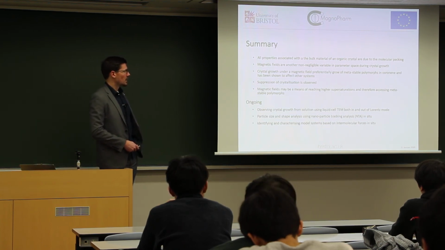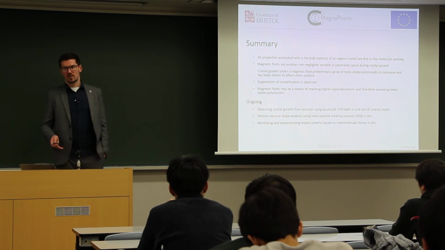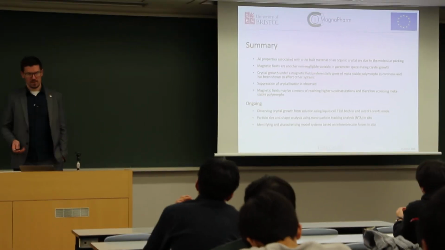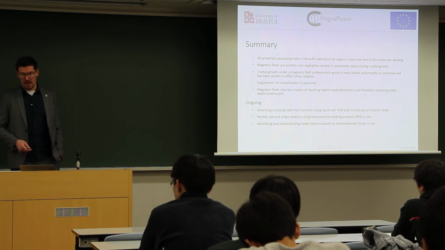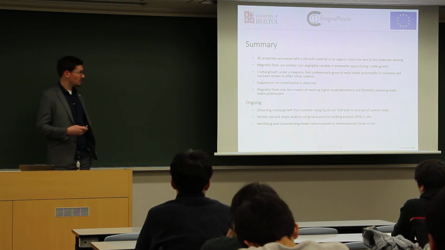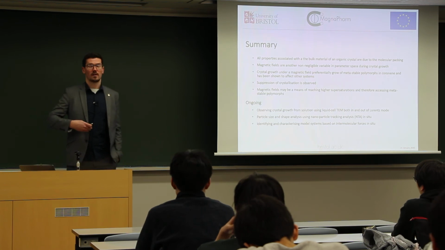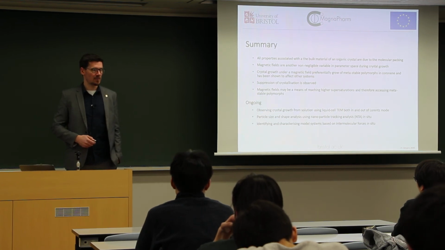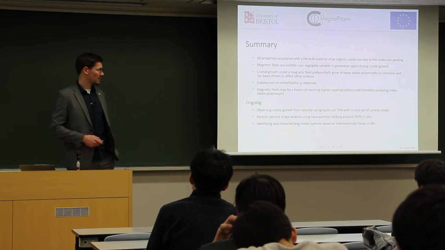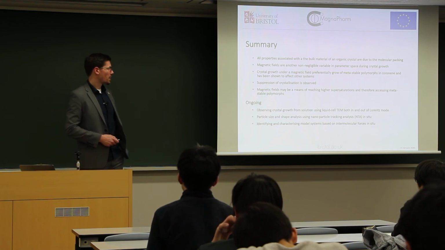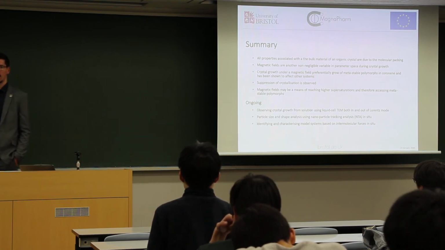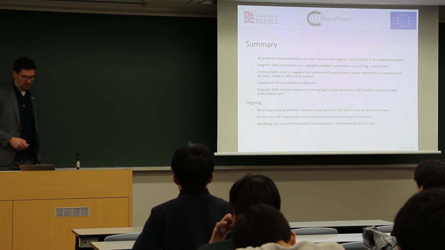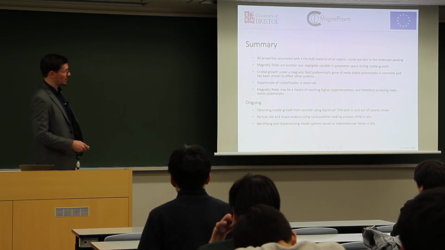It seems that there's preferential growth of the metastable polymorphs under field, and suppression of crystallization being observed. Looks like we're getting these metastable forms because we're pushing the supersaturation that far, and that magnetic fields might be a means of reaching these supersaturations that have yet been unattainable by other means. Just things that we're looking into at the moment.